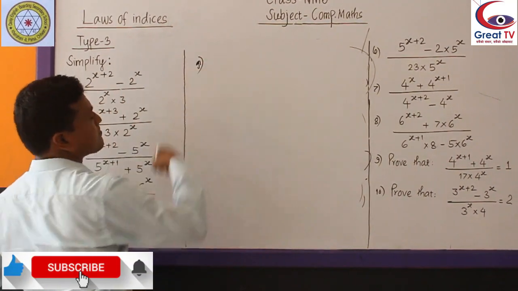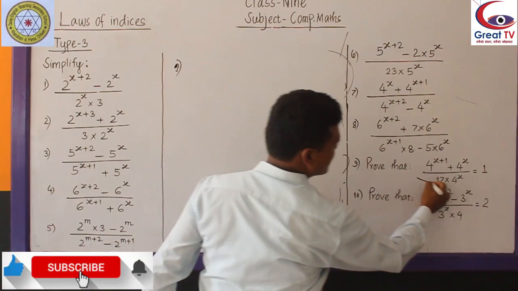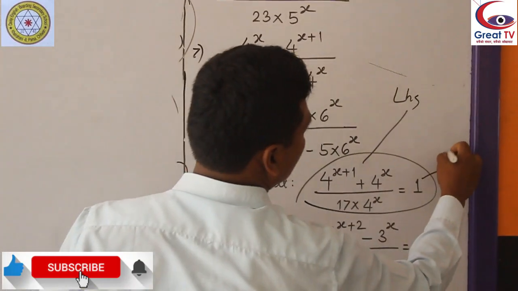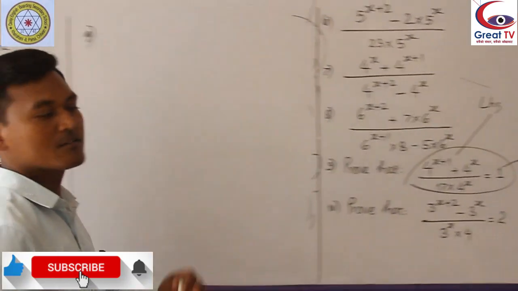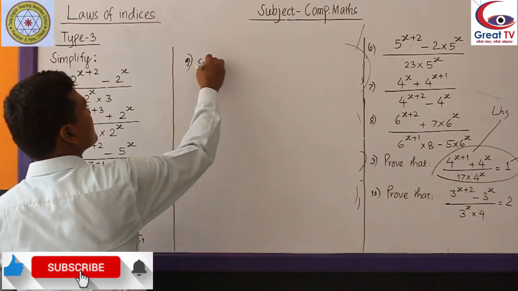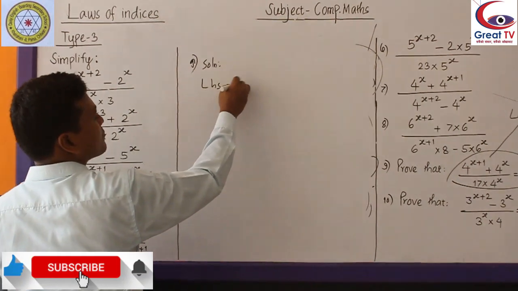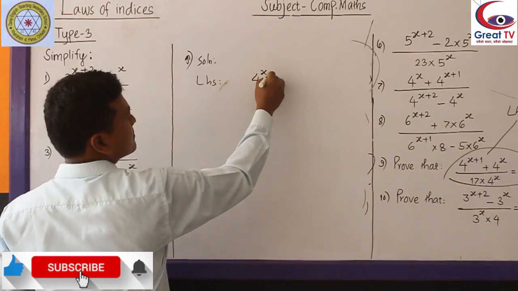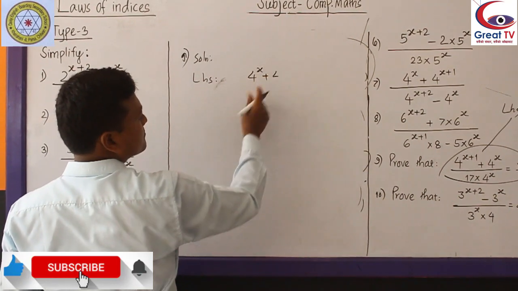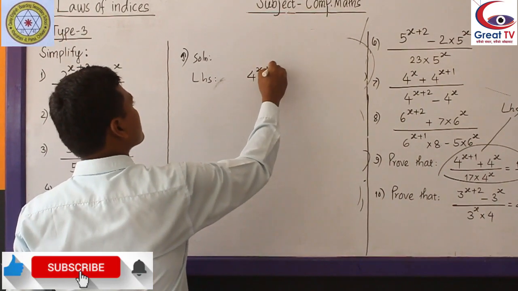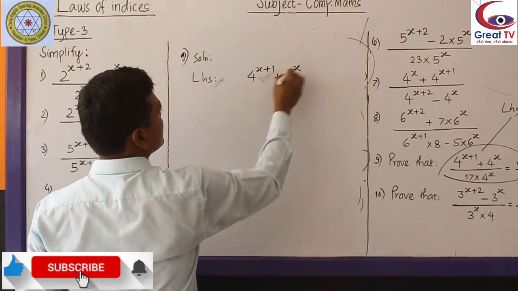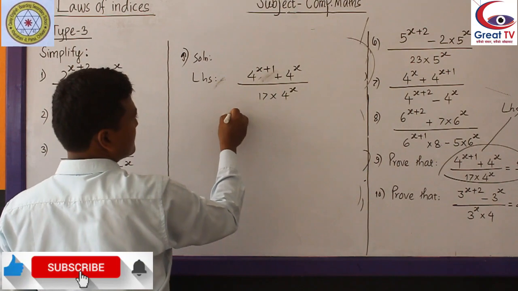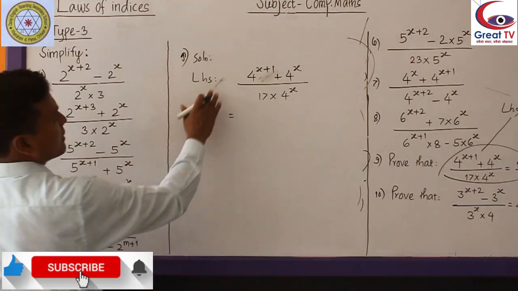Okay, if you check question 9, we have two parts: left hand side, LHS, and right hand side, we have 1. So let us take the left hand side, solution. LHS side, we have 4 to the power x plus 4 to the power x plus 1, over 17 times 4 to the power x.